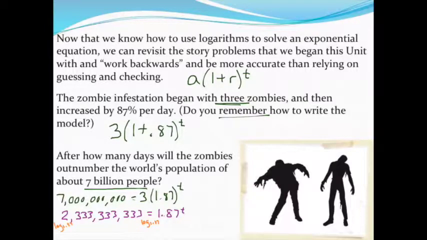Either using change of base or using the log base button in the calculator, you can now work that out. If you need to see how to do that, either go back and watch that video or ask me in class. But when I do the log base 1.87 of 2 billion and all those 3s, remember those cancel out, I end up with an answer of approximately 34.46 days. So I have a little over a month before the zombies have taken over everybody. If you want to double check it, you can use guess and check, or you can use graphing like we learned about previously, but now we have an algebraic way to do this.